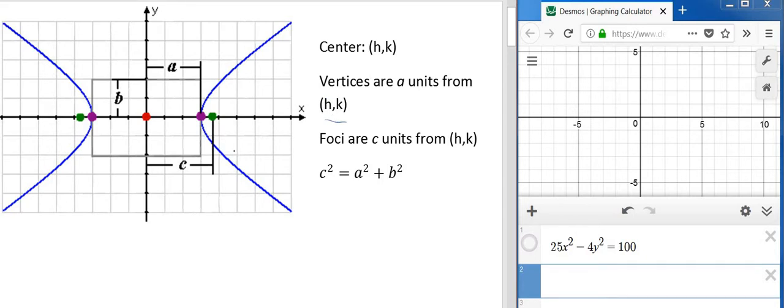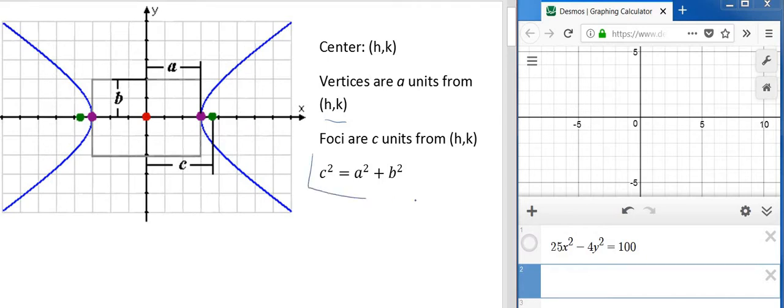Now just like we saw with ellipses, all of the ones you're going to deal with are going to be centered at (0, 0). They don't have to be, but in this lesson, we're just introducing things to you. They're all going to be from the origin (0, 0). The foci are inside the hyperbola, just like ellipses. So the foci here are c units from (h, k), just like ellipses.